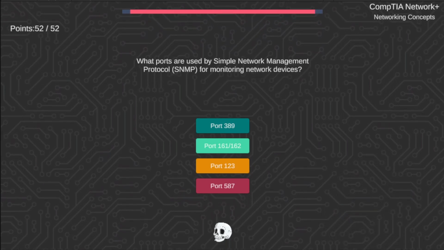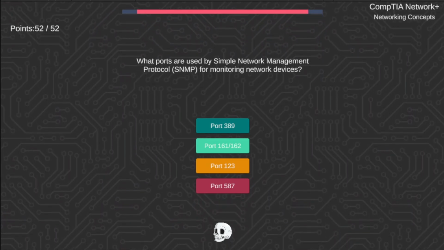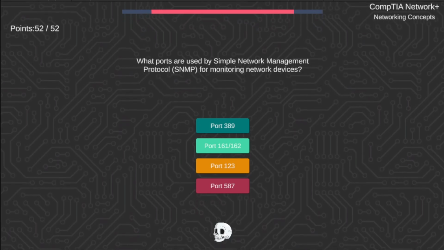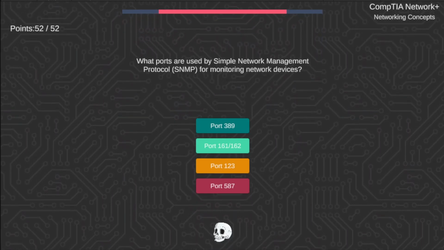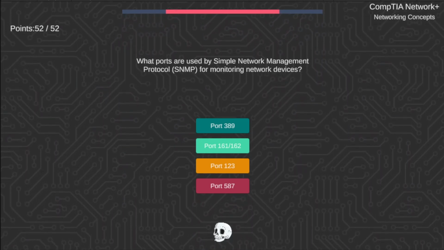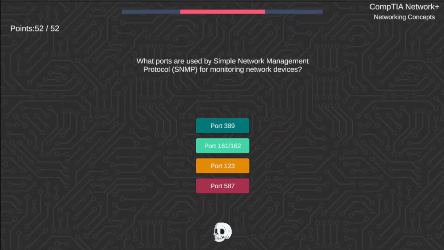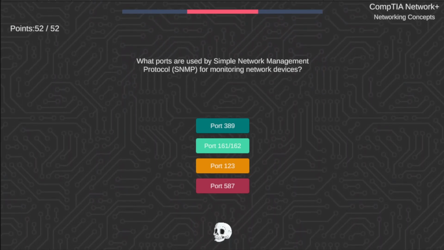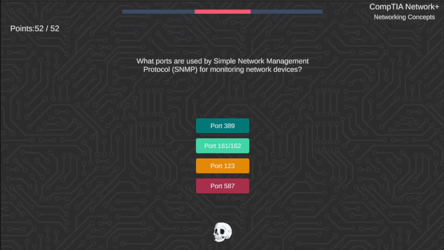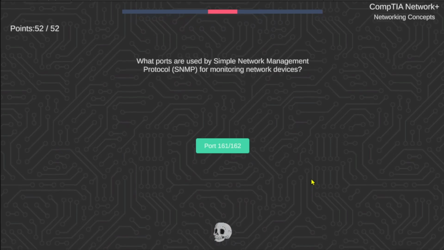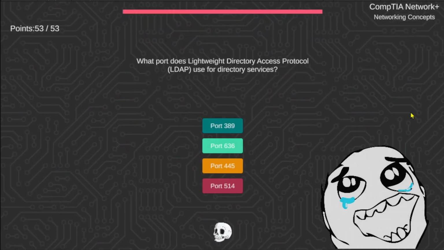What ports are used by Simple Network Management Protocol, SNMP, for monitoring network devices? Port 389, port 161 and 162, port 123, or port 587? Simple Network Management Protocol, SNMP. Correct answer is port 161 and 162.